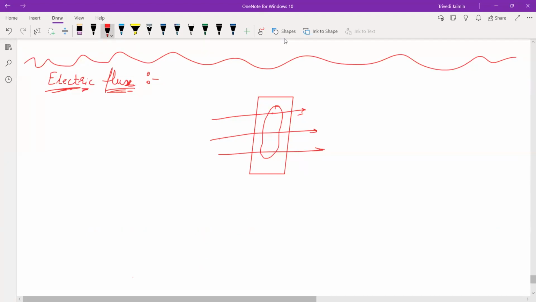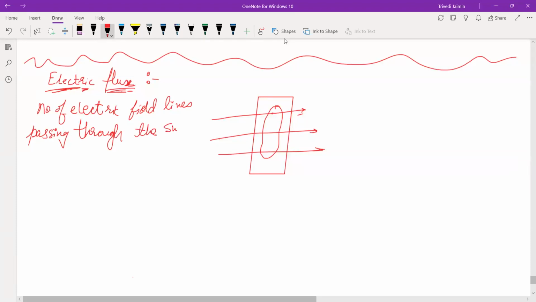What is the use of this flux? In simple words we can write here: flux is the number of electric field lines passing through the surface. It is the number of field lines passing through the surface.